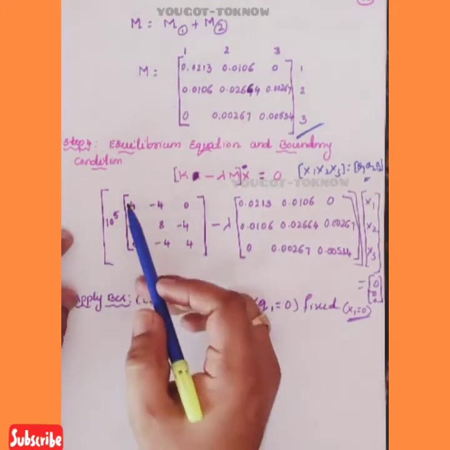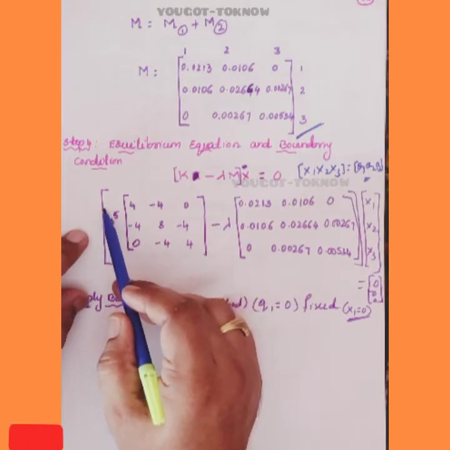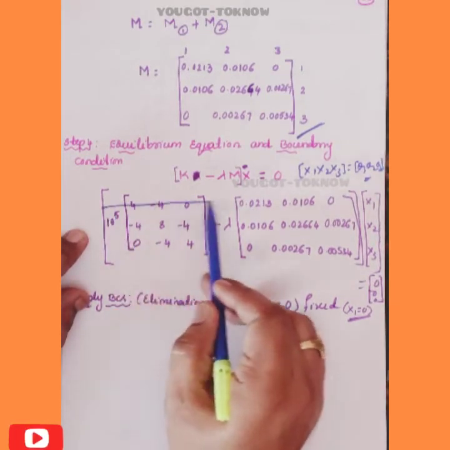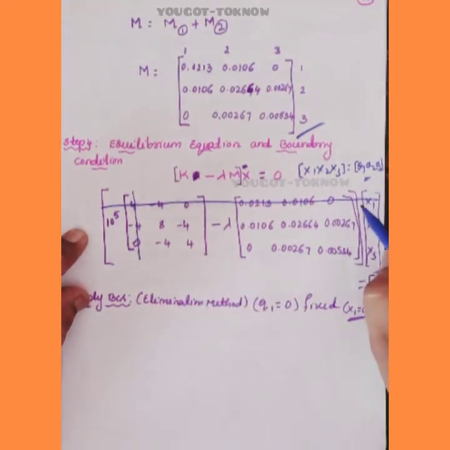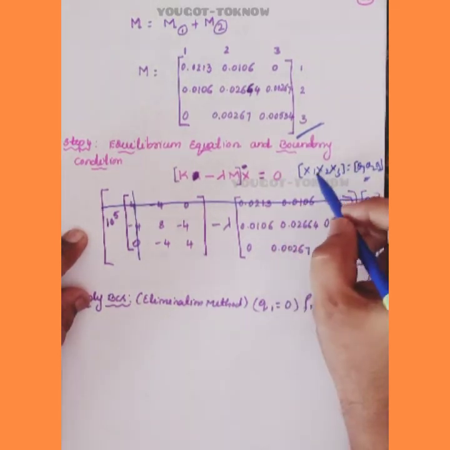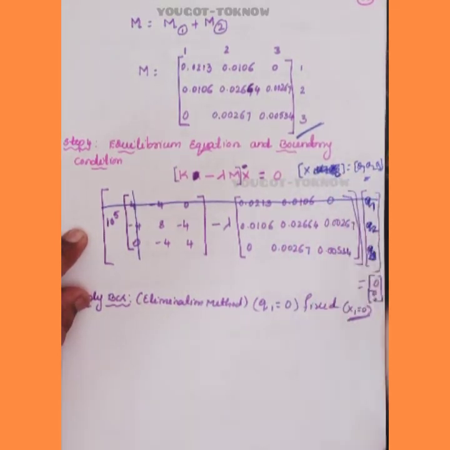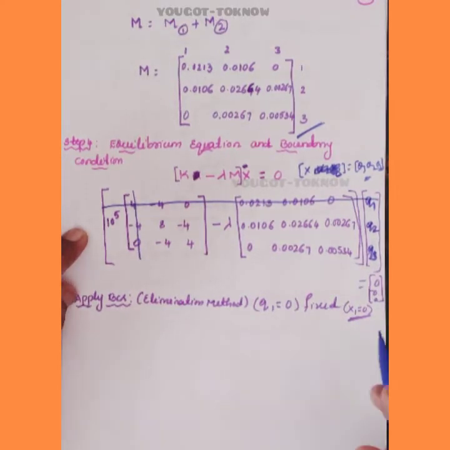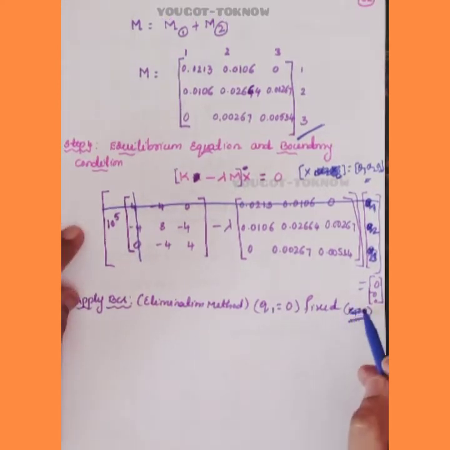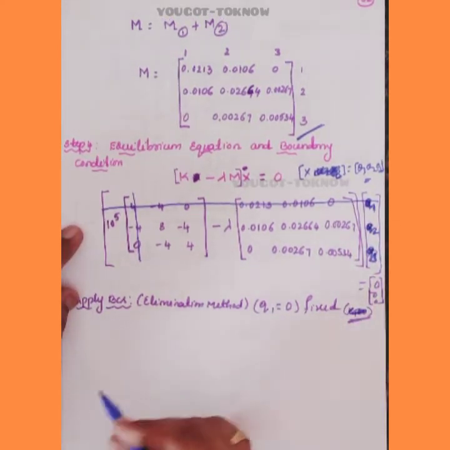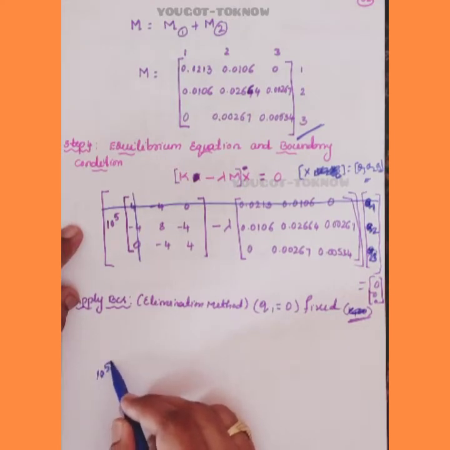Now eliminate that particular row and column. That means node 1 is fixed, so eliminate the first row and first column. Now here I will replace X with Q1, Q2, Q3. If you want, you can write it in caps also, no problem. Now Q1 equals 0, then the reduced matrix becomes like this, 10 power 5.